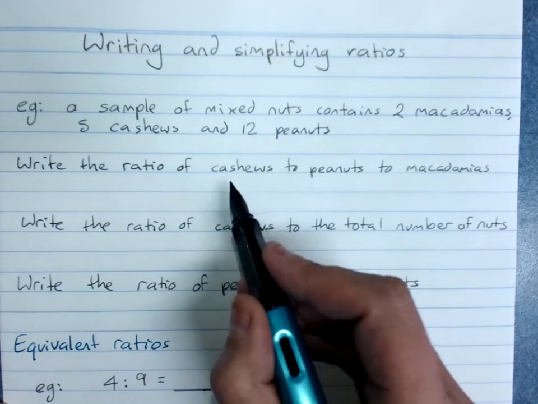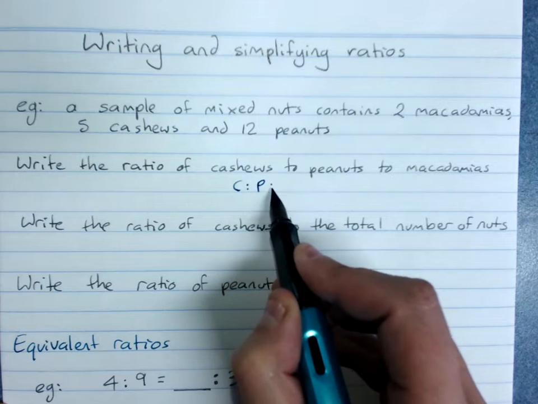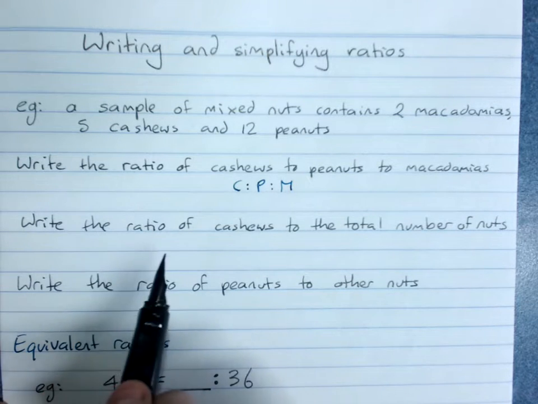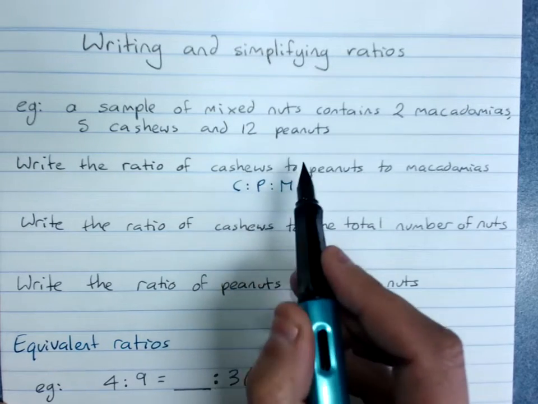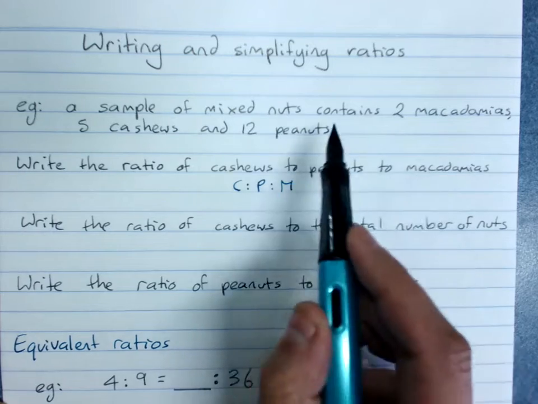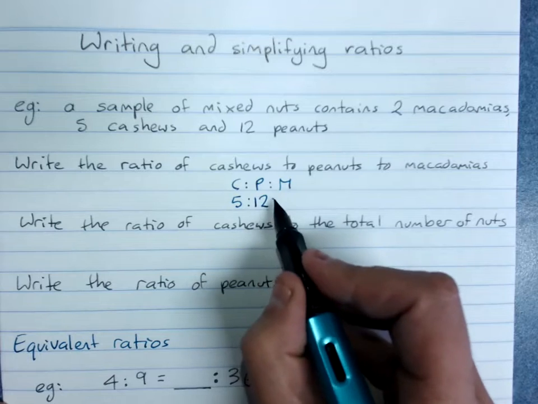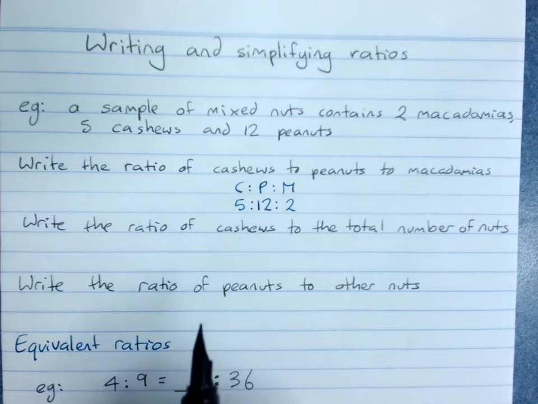If we are writing a ratio, we label what the things are: cashews to peanuts to macadamias. The order matters, so they said cashews to peanuts to macadamias. We can't go changing the order of that. And we write the number. Got to be careful here. Cashews, 5, peanuts, 12, macadamias, 2. So we've written those.